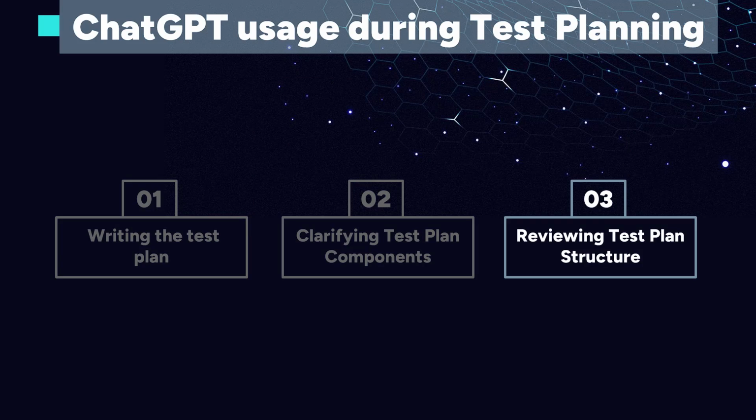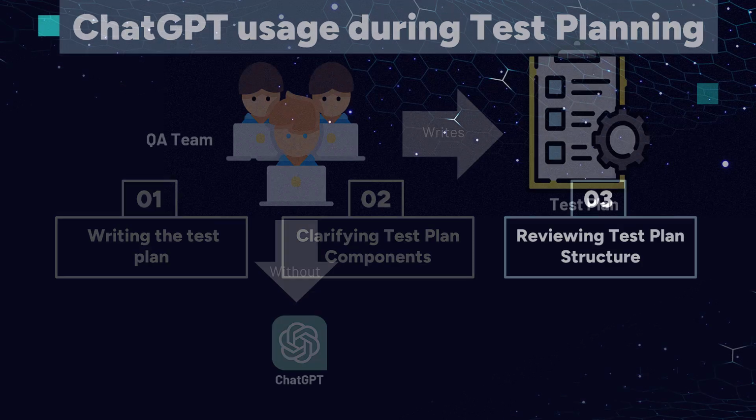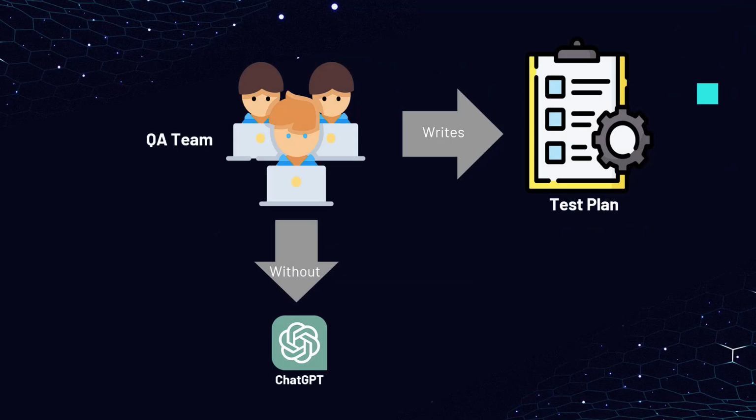The next purpose where the tester might use ChatGPT while writing the test plan is reviewing test plan structure. Based on our example, there might be a case where, after receiving a request from a client to write a test plan, the QA team knows how to write it. So the QA team writes this test plan without using ChatGPT.